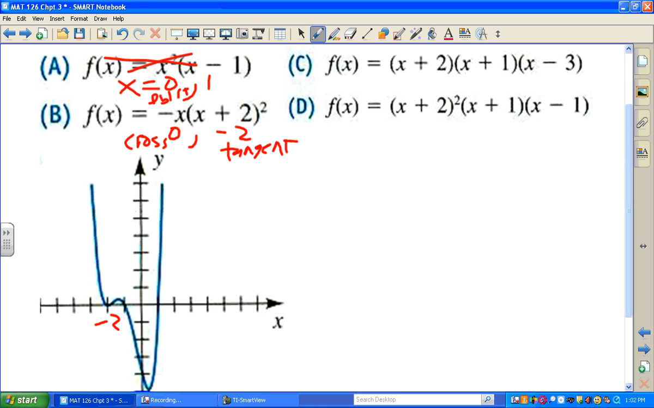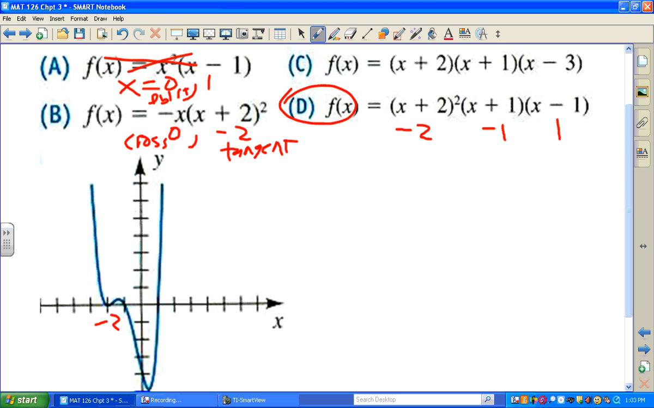C. It hits at negative 2. Yeah, but we need it to be tangent at negative 2, don't we? Yeah. So D is tangent at negative 2, crosses at negative 1, and at 1. It has to be D.